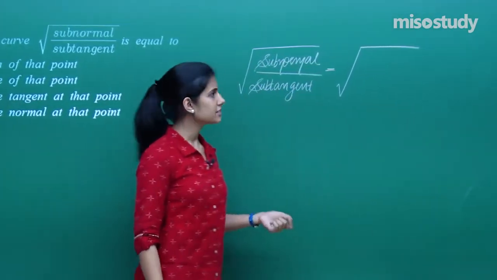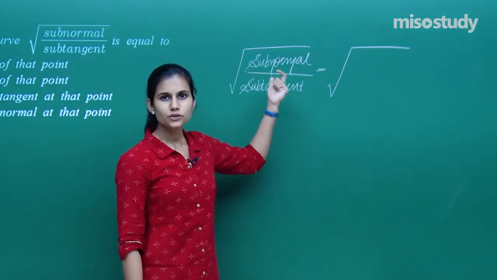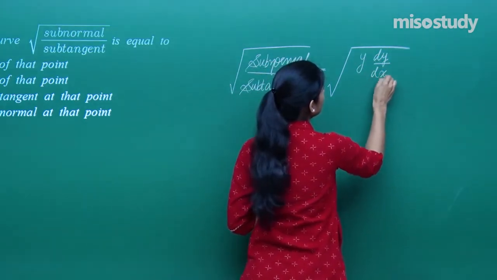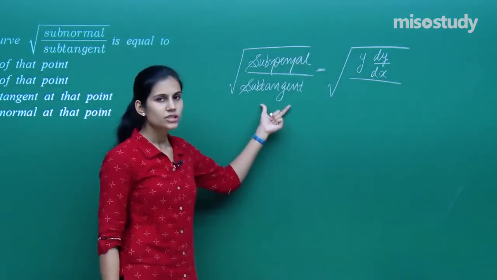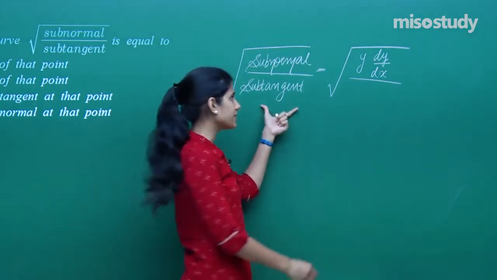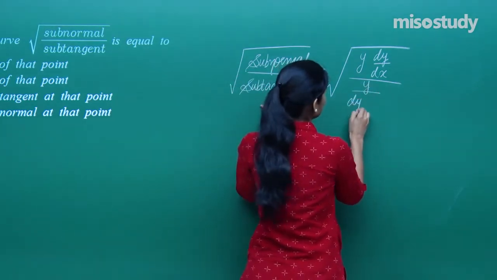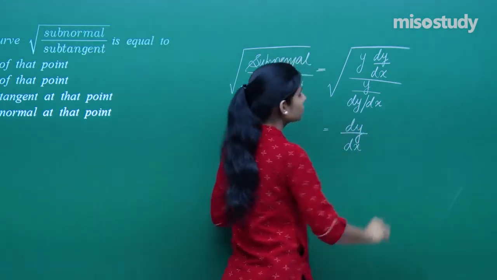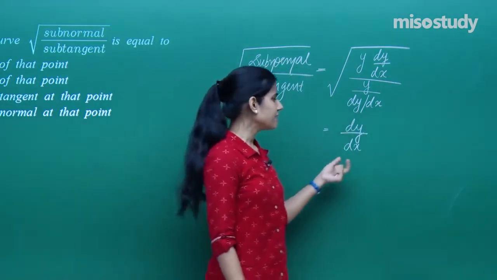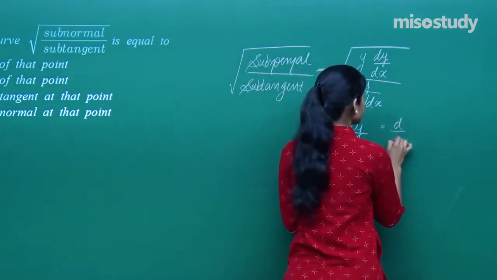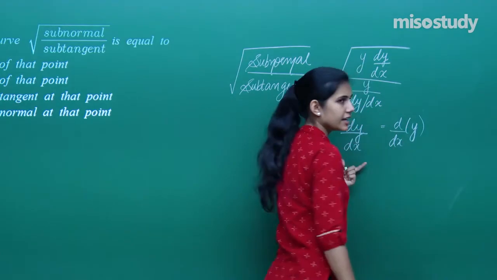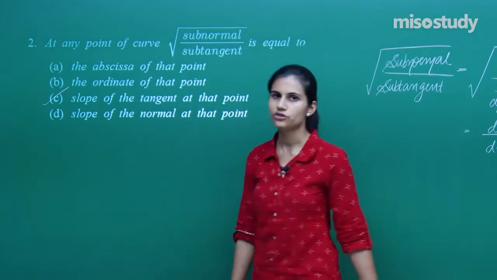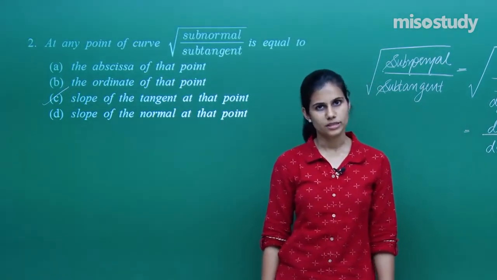Now over here you know that subnormal is mod of y into dy by dx. I am not going to write that mod because we are already in the positive zone. And in the denominator you know there is subtangent. Subtangent is mod of y upon dy by dx, that is y upon dy by dx. This you simplify, you basically get (dy by dx) whole squared, its square root comes out to be just dy by dx. What is dy by dx? This is nothing but the slope of the tangent at that point at which you are interested in the square root of subnormal upon subtangent.